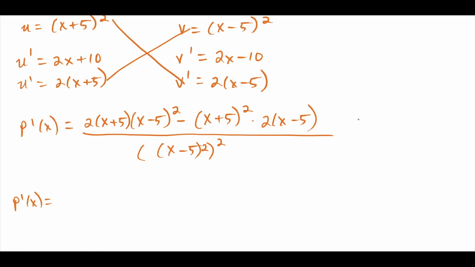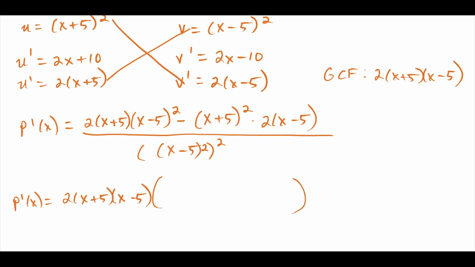So our greatest common factor in the numerator is going to be 2 times x plus 5 times x minus 5. So we just need to factor this out. We have a 2 and x plus 5 and x minus 5, and then you just have to think about what's left. So on the first term here, if we only take out a 2, x plus 5, x minus 5, we're going to have an extra x minus 5 left.